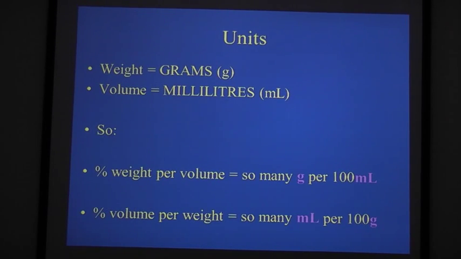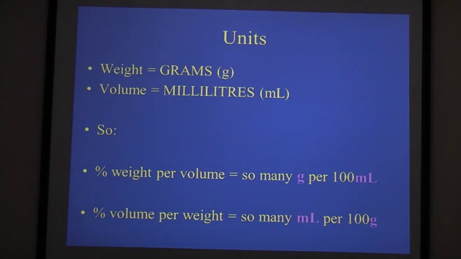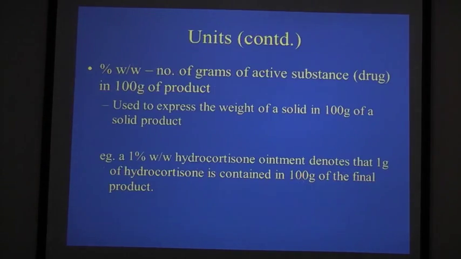So the weight is always in grams, the volume is always in milliliters. Percentage weight per volume is how many grams per 100 mils. Percentage volume per weight is how many milliliters per 100 grams. This is very important. You need to understand this to move forward.